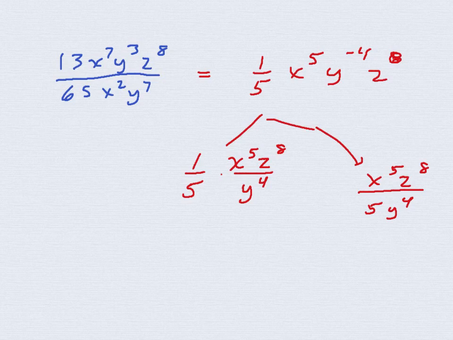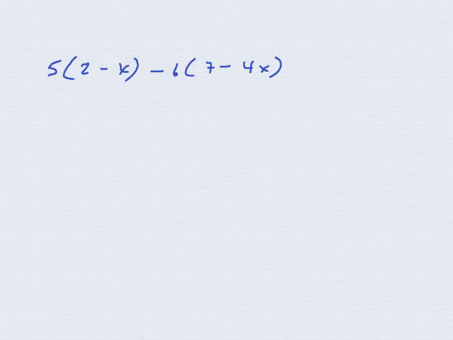And the last two questions. Now this question has two distributive laws. So 5 times 2 becomes 10. And 5 times a negative x becomes negative 5x. Negative 6 times 7 is negative 42. And a negative 6 times a negative 4 becomes a positive 24x.